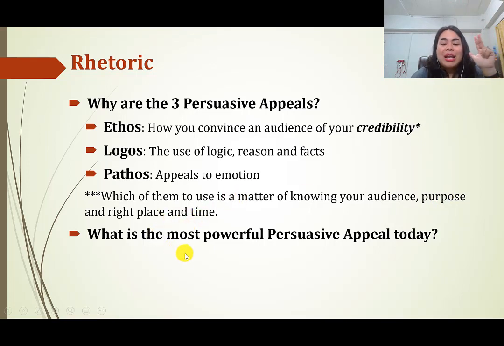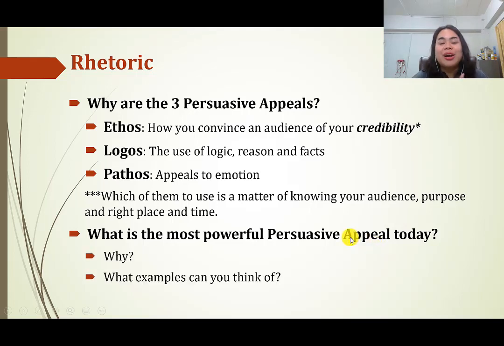Okay? And now, think about what is the most powerful persuasive appeal today. You can compare, in the past you might see these kinds of advertisements a lot, but these days they tend to be short, or they tend to be cool, sometimes funny. Unless you have a funny video, no one would watch them, for example. So think for yourself, what do you think of the persuasive appeal today? And why, and what are the examples?